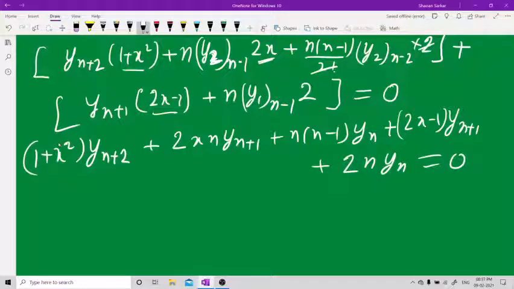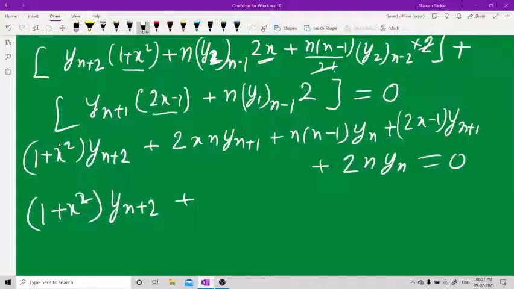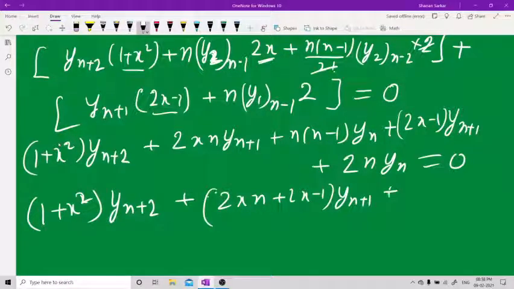Now take all those yn together, take all those y(n+1) together. Now you see (1 + x²) y(n+2) plus, if you write 2xn + 2x − 1, this whole thing is now y(n+1), plus n² − n + 2n, y(n) is equal to 0.